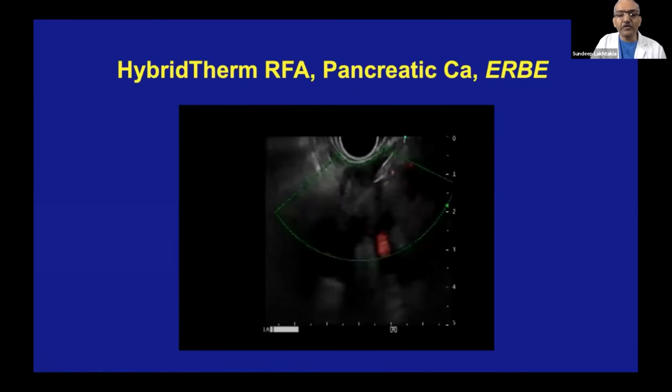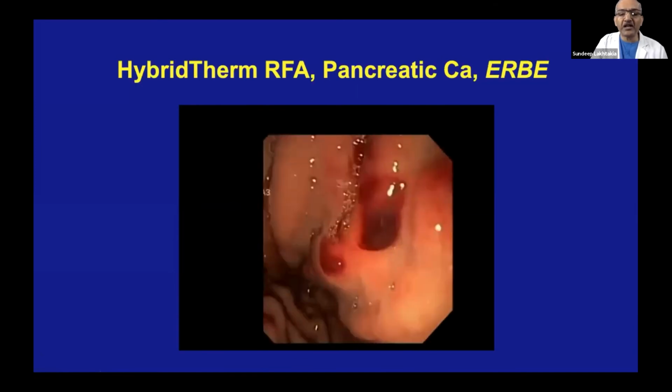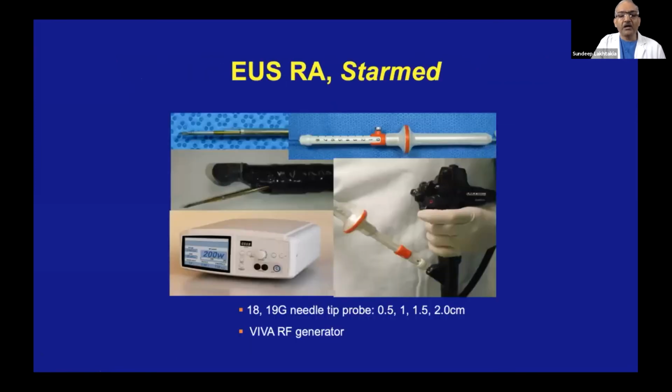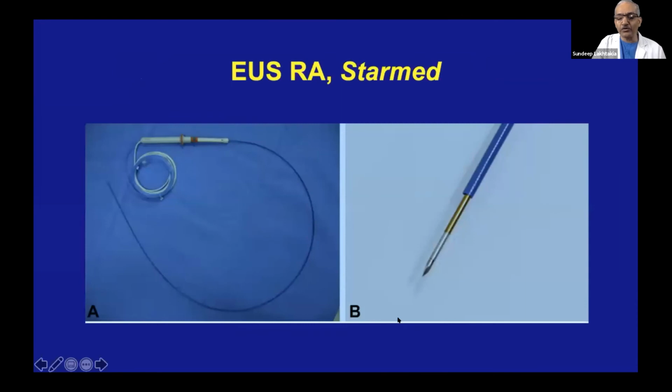This has been shown to have some benefit in reducing the tumor size and in fact making some of the tumors amenable to surgery. The last but not the least, the most commonly used electrode worldwide is USRA. This comes in both 18 and 19 gauge, and the tip length of the active electrode is 0.5 to 1 to 2 centimeters. And this is the sheath. This is the insulated part which runs all through inside, and this is the active electrode.